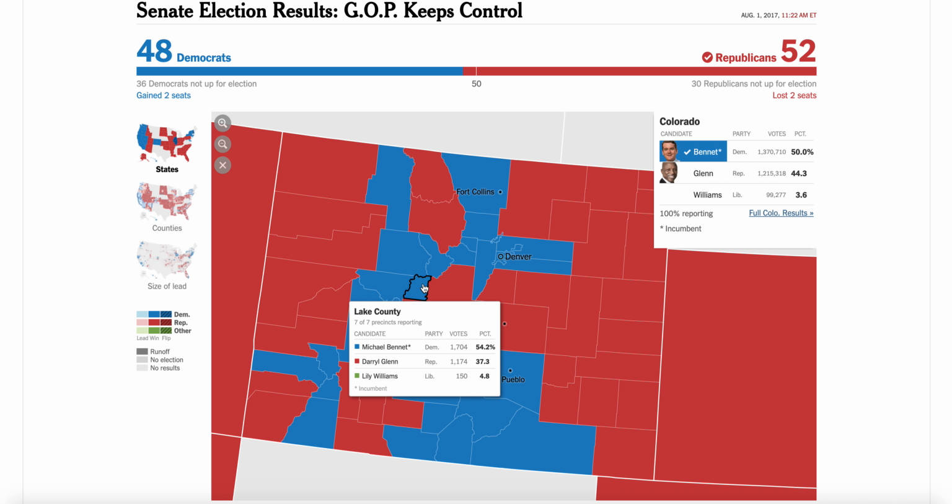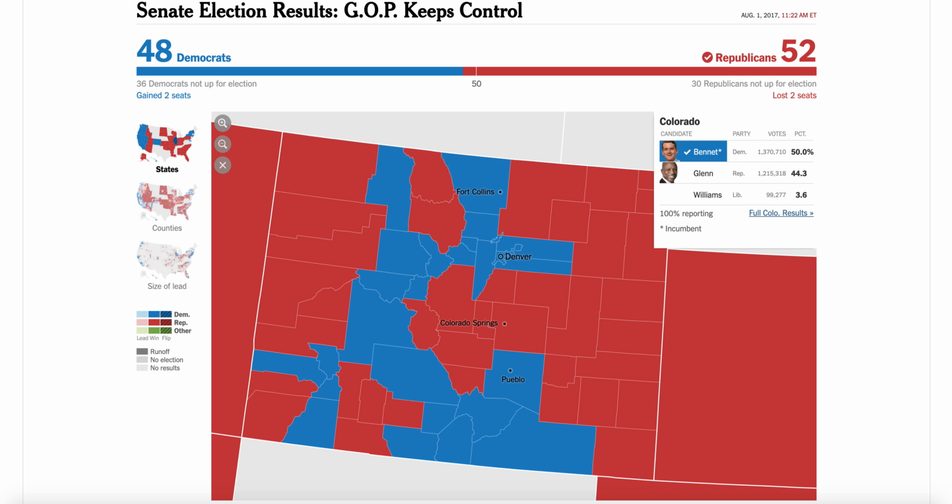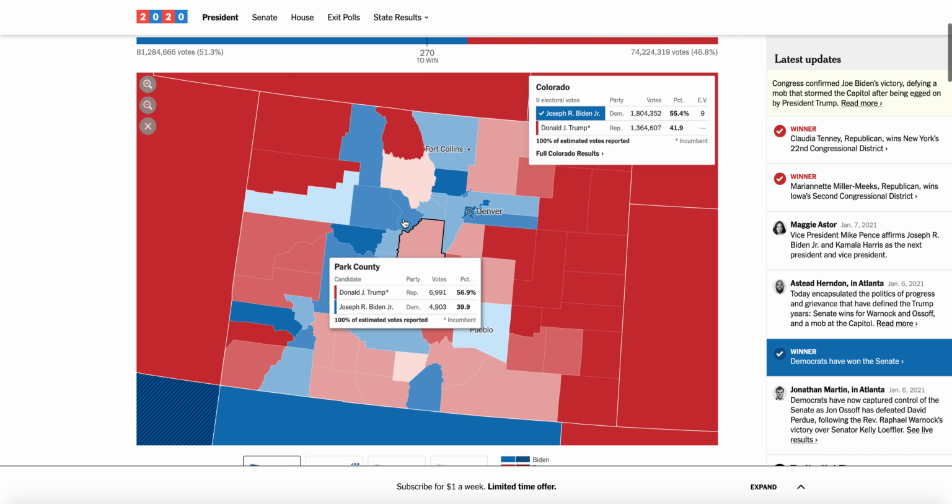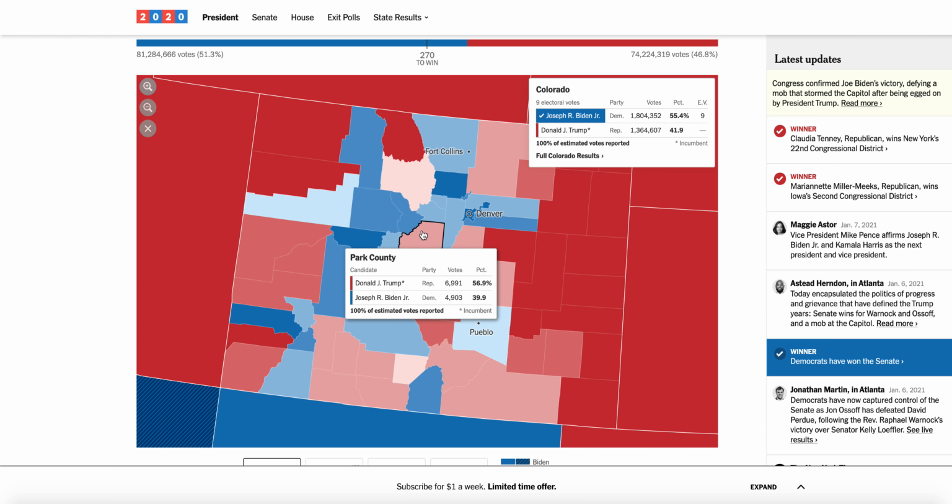Michael Bennet in the state of Colorado is probably going to win re-election by a large amount. Looking at the 2020 election results, there's no way I look at that and say Joe Biden didn't do as well as Hillary Clinton. Joe Biden could have done better than this. This was a 13.5% margin. It was an absolutely astounding margin, one of the largest for Democrats in decades.